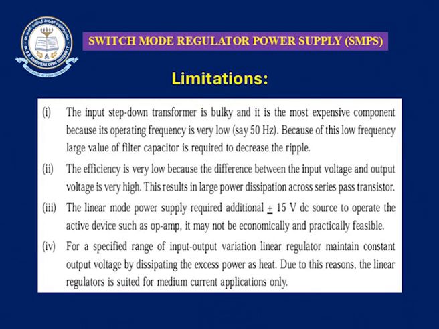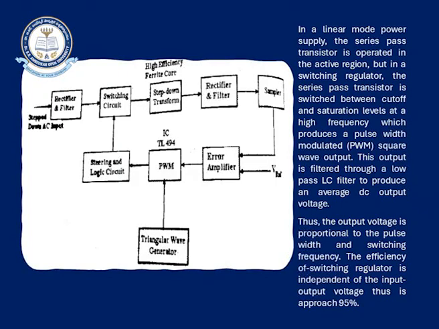So, for a specified range of input and output variation, the linear regulator maintains a constant output voltage by dissipating excess power as heat. Due to this reason the linear regulator is suited for medium current applications only. So, here this is the basic diagram of the SMPS.